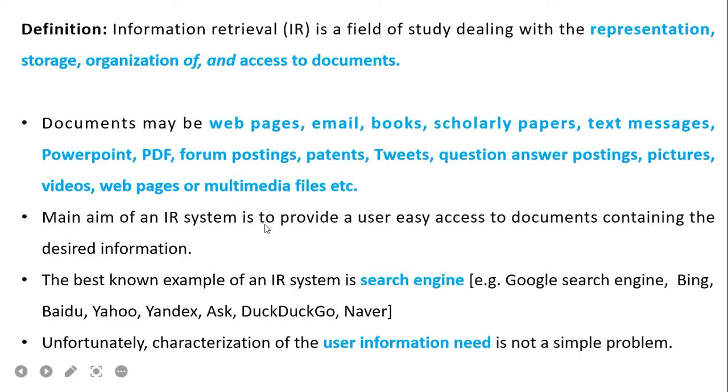The main aim of an IR system is to provide the user easy access to documents containing the desired information. The best known example of an IR system is the search engine. Various types of search engines are available like Google, Bing, Yahoo, and others. Unfortunately, characterization of the user information need is not a simple problem. For a database, generally we use the word query, but for IR, we generally use the words user information need.